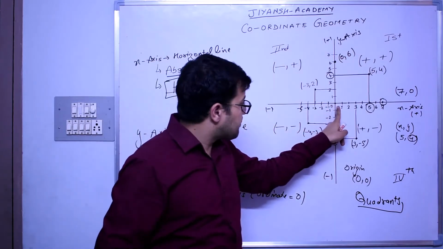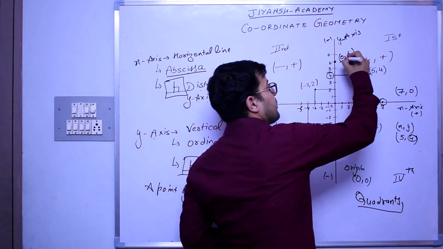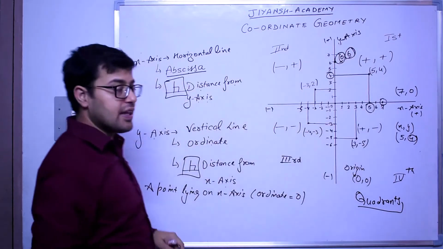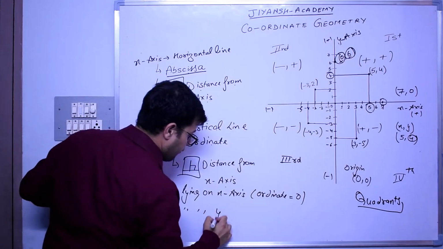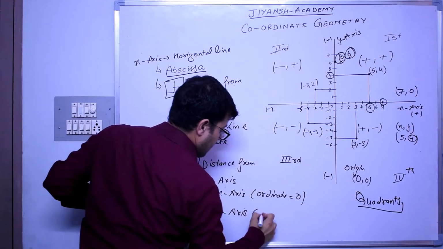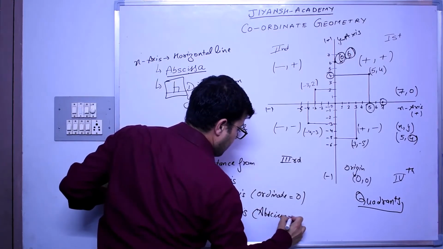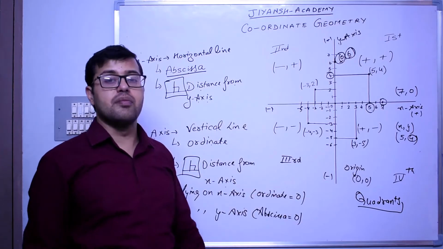Similarly, if I plot 0, 6, this is the perpendicular distance from the x-axis. Since the perpendicular distance from the y-axis is 0, I will say the ordinate is 6 and the abscissa is 0. So a point lying on the y-axis, in this case, will have abscissa 0. By this you can plot such numbers.